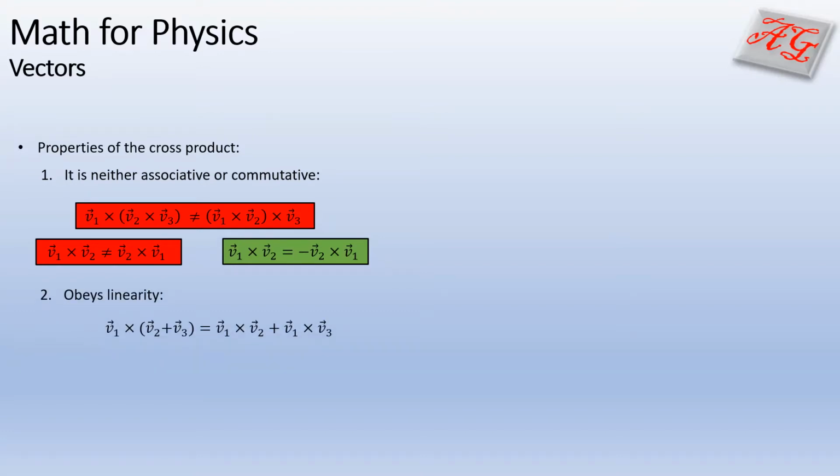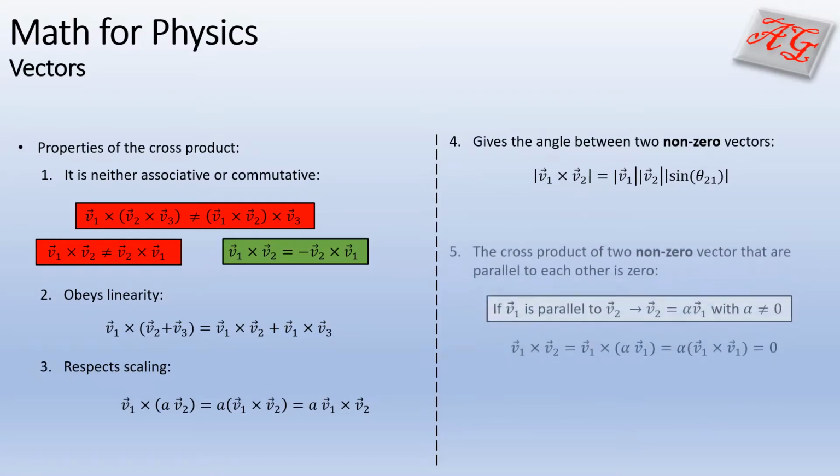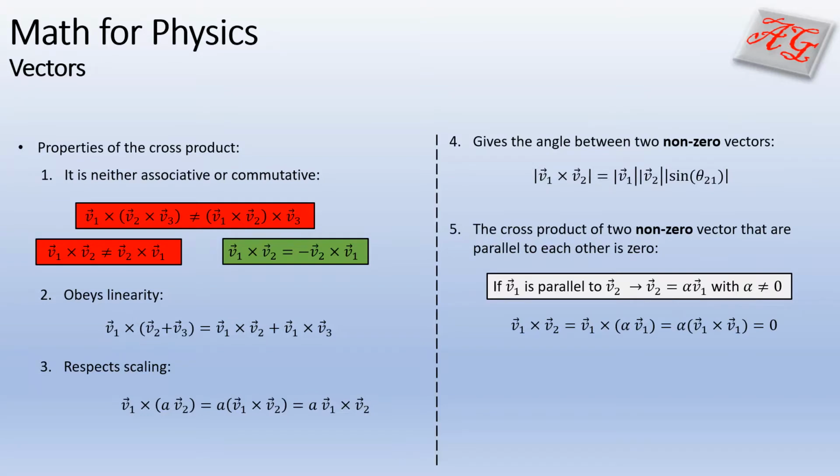The cross product obeys linearity. That is, the cross product of a vector with the sum of 2 vectors is the sum of the cross products. It respects scaling. That is, the cross product of a vector with another vector multiplied by a constant is the constant times the cross product of the 2 vectors. As for the magnitude of the cross product, this yields something similar to that of the dot product, but it yields the magnitude of both vectors multiplied by the sine of the smallest angle between both vectors. It is also straightforward to prove that if 2 vectors differ by a multiplication of a constant or are parallel, their cross product is 0.